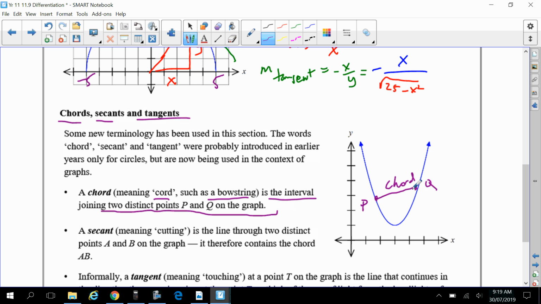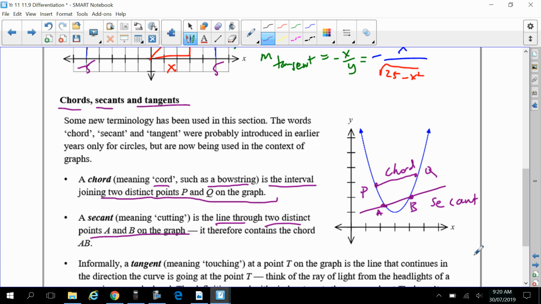How about secant? Secant is a line, not an interval, through two distinct points, like that. That's a secant. That's a chord, that's a secant. They actually are a little bit different. And informally, a tangent, meaning touching, at a point T on a graph, is the line that continues in the direction the curve is going at the point T. Think of the ray of light from the headlights of a car going around a bend. The definition used with circles, meeting the curve only at T, doesn't work for graphs, because the curve may twist around.